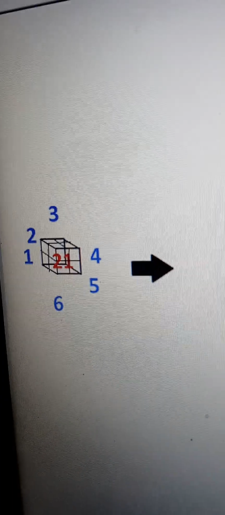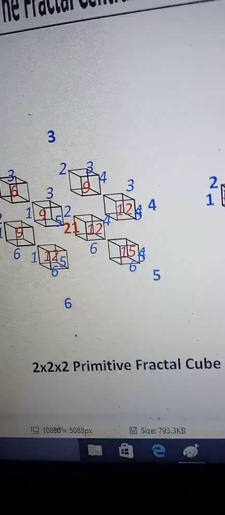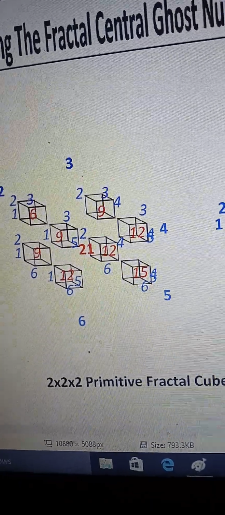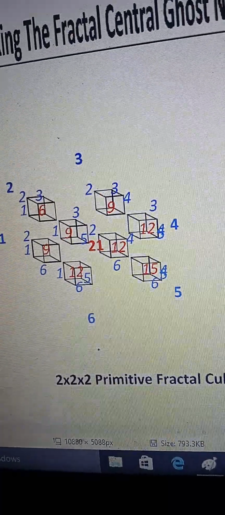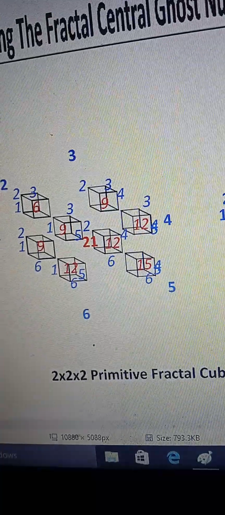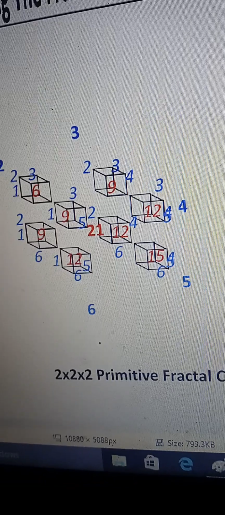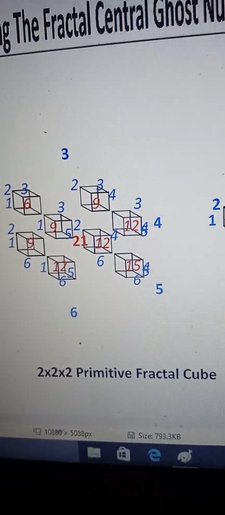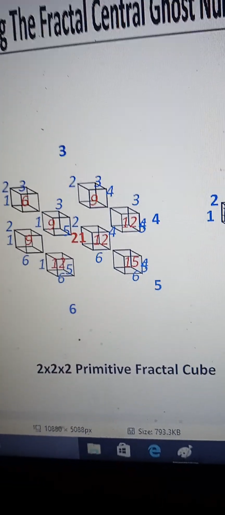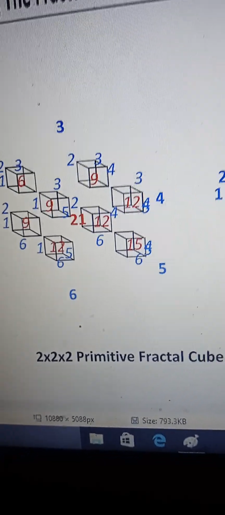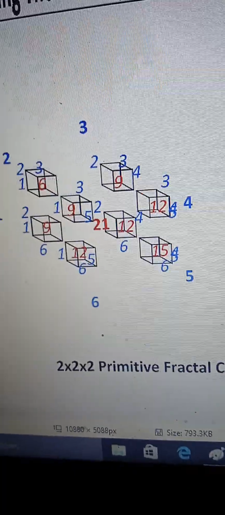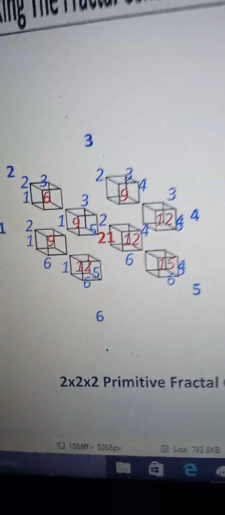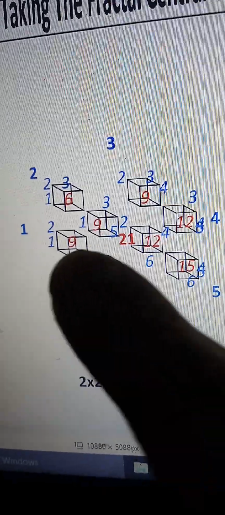And this is cut in 8 times. And it doesn't have a natural central cube. It's 8 of them spaced out. So I just put the ghost number 21 in the middle of them all. I call it a 2 by 2 by 2 primitive fractal cube because it only produces the primitives. And the primitives are, well, let me see here. First, I'll tell you about fractalizing a cube.